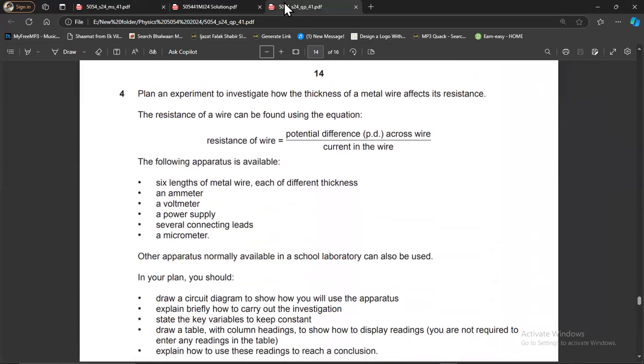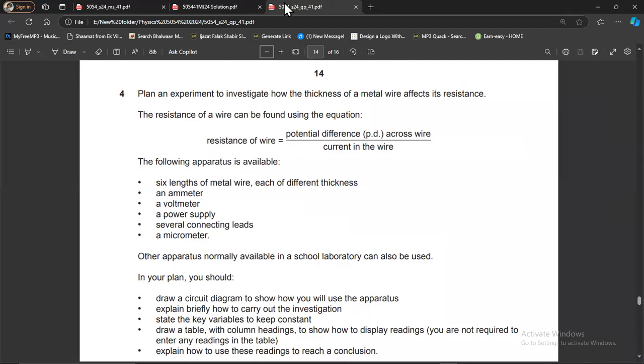Okay, so here we have question number 4. This is a planning question. Plan an experiment to investigate how the thickness of a metal wire affects its resistance. The resistance of a wire can be found using the equation: resistance of the wire is equal to the potential difference across the wire divided by the current in the wire. The following apparatus is available. We have 6 lengths of metal wire, each of different thickness: an ammeter, a voltmeter, power supply, several connecting leads, and a micrometer. Other apparatus normally available in a school laboratory can also be used.